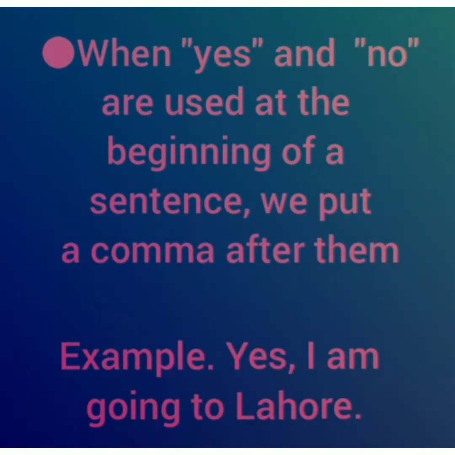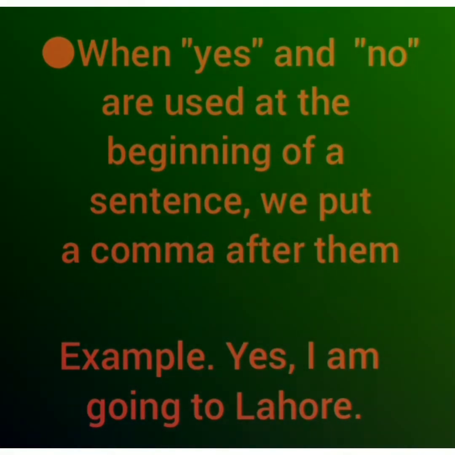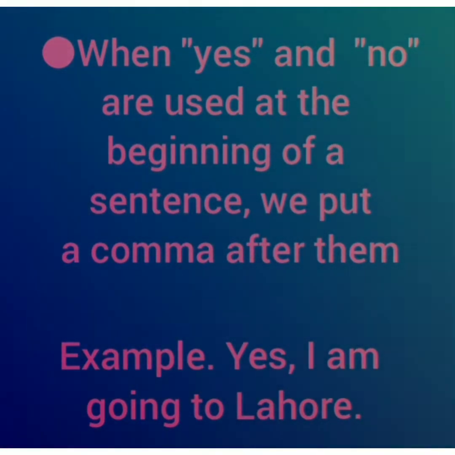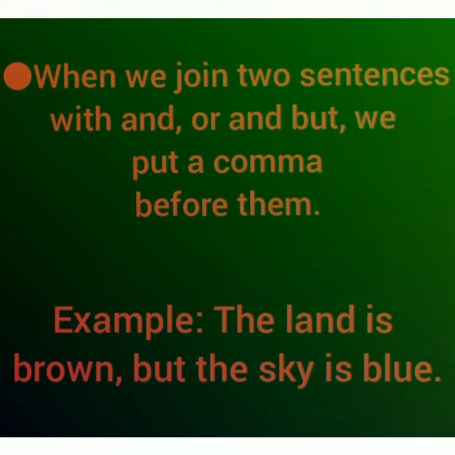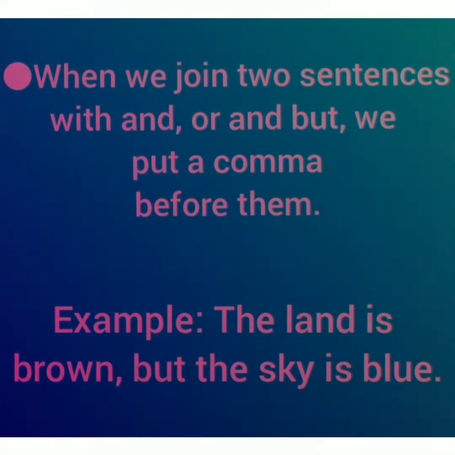When yes and no are used at the beginning of a sentence, we put a comma after them. For example, yes, I am going to Lahore. When we join two sentences with and or but, we put a comma before them. For example, the land is brown, but the sky is blue.